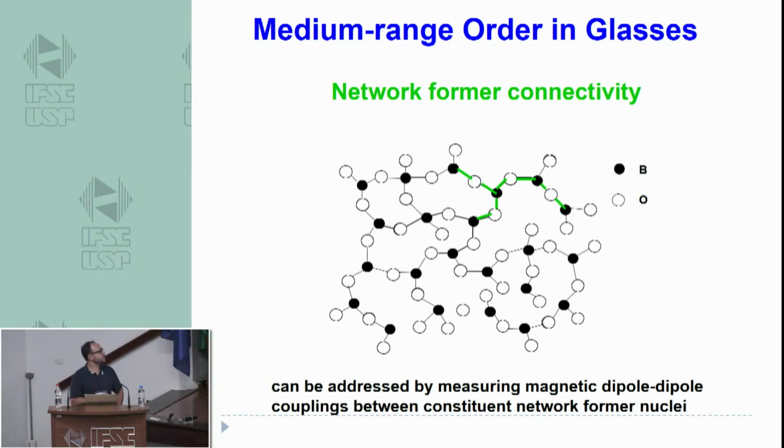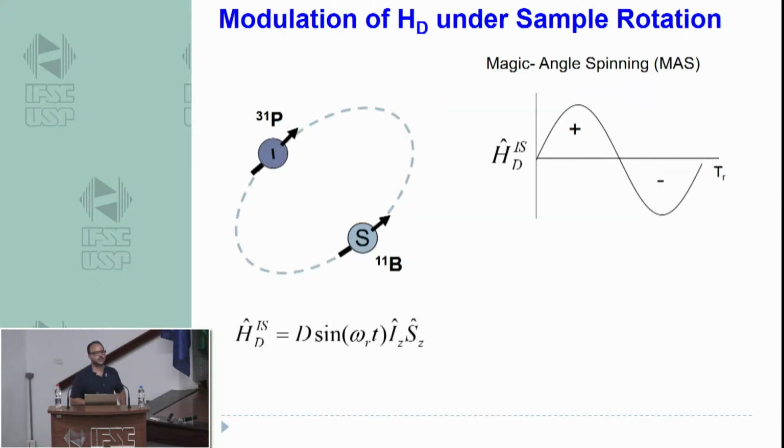So we can also investigate the medium range order, meaning that now we are going to the second coordination sphere. We want to know how one network former is coordinating with the other network former, for example. So to do this, again, we need an experiment that is based on the heteronuclear dipolar coupling. We could do this in static conditions like I did for lithium-6, lithium-7. The problem is that we usually don't have a single species in our sample. We have multiple species. So we want to spin the sample to have resolution of chemical shifts.